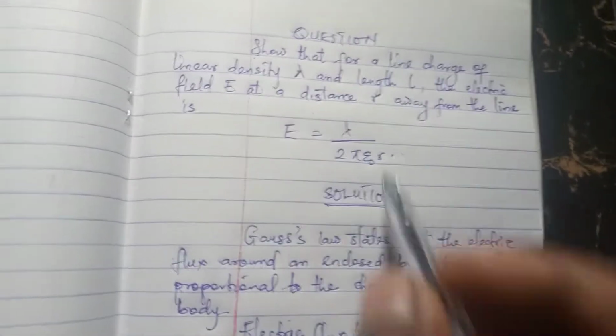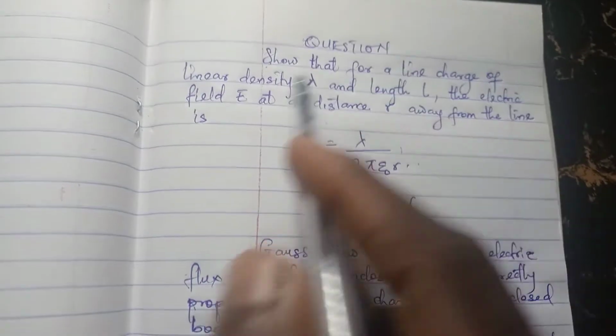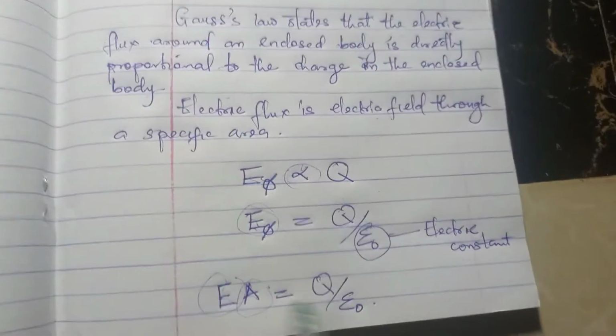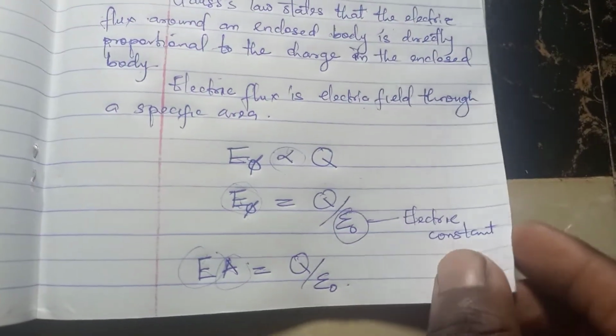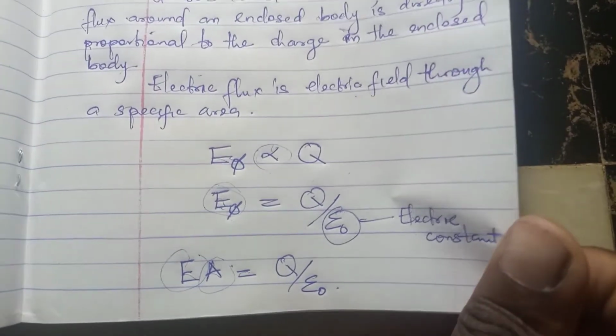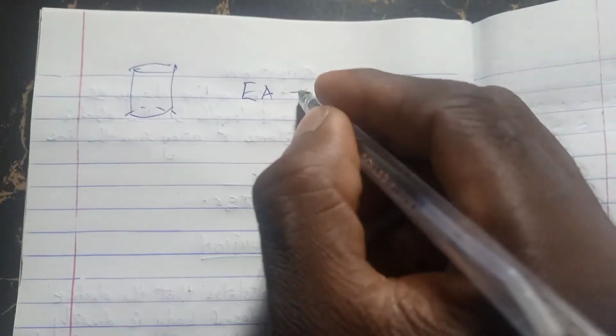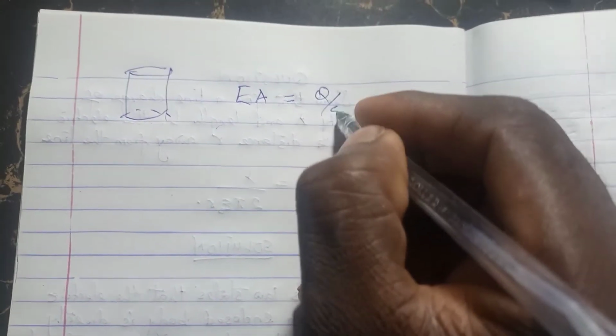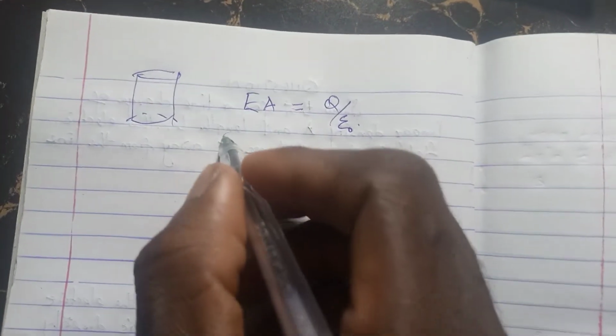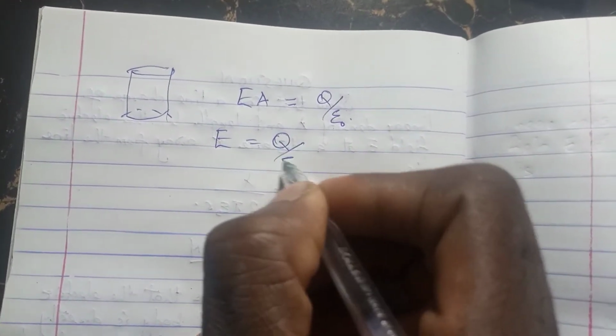So we are ready here now. We'll go back to the question. It says show that this. So now at this point, in order to get the answer we're looking for, we are assuming that the surface we are talking about is a wire. A wire will be treated like a cylinder, definitely. So for a cylinder, EA equals Q over E naught. So we can now write E as Q over E naught A, right?